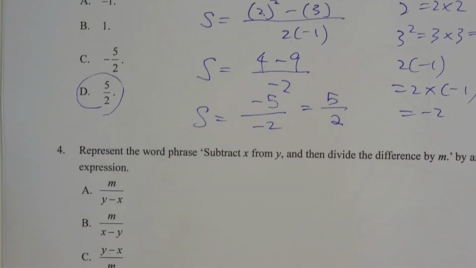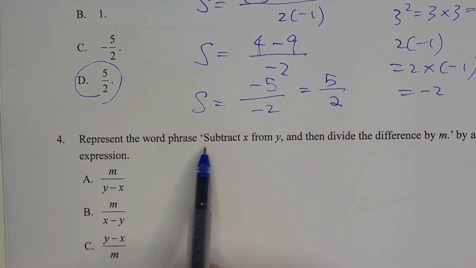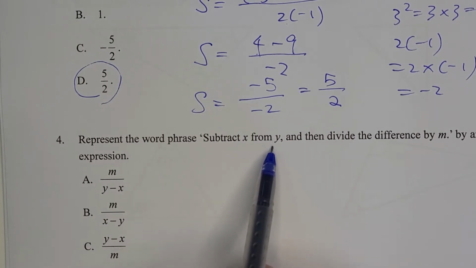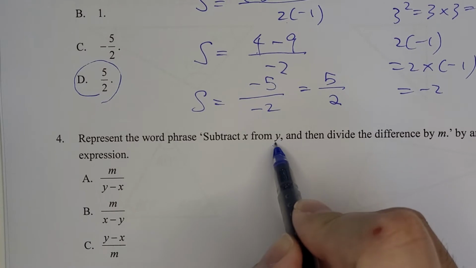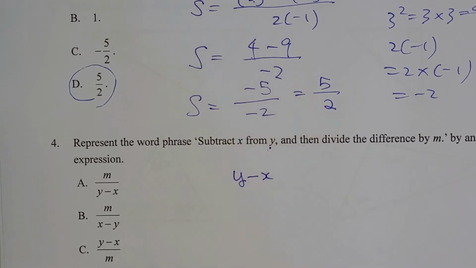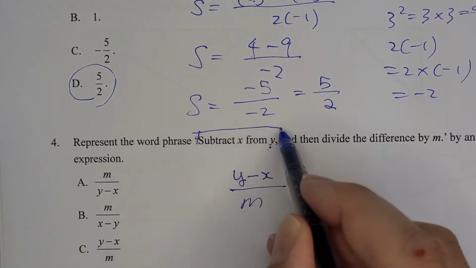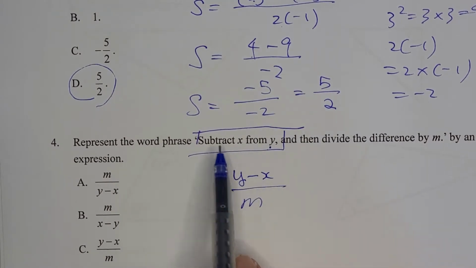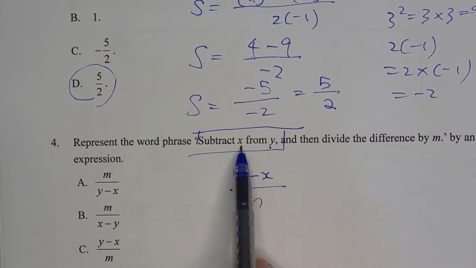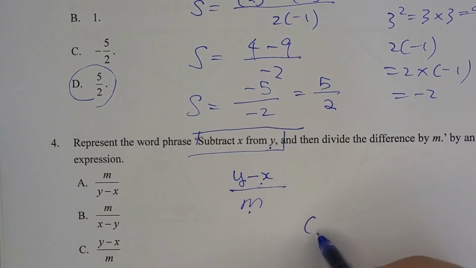Question number 4. Represent the word phrase. Subtract x from y. Okay, that means y will be in front of x. Subtracted from y, and then divided by the difference by m. Okay, you need to work this one first. Subtract x from y, that means y put in front of it and then x put behind, and then divide the result, okay, the difference by m. So the answer would be C.